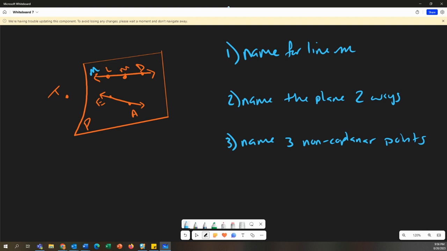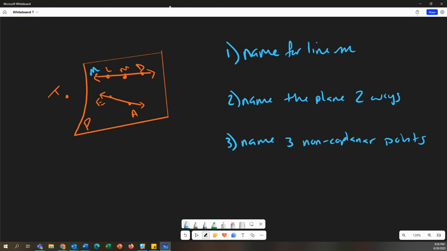Okay, so here we go. Another name for line M. Well, where's line M? It's labeled in blue. How else can we name the line? We can take two letters that are on that line, 2 points that are on that line, put a line above it. So LD. Now, if this is a line, make sure you have a line above it, or you put the word line in front of it. Okay, name the plane in two ways. What's the first way to name a plane? The first way is to find the italicized uppercase letter in the corner. So we would have plane P, or we can name 3 points on the plane that are not collinear. So plane LMA.